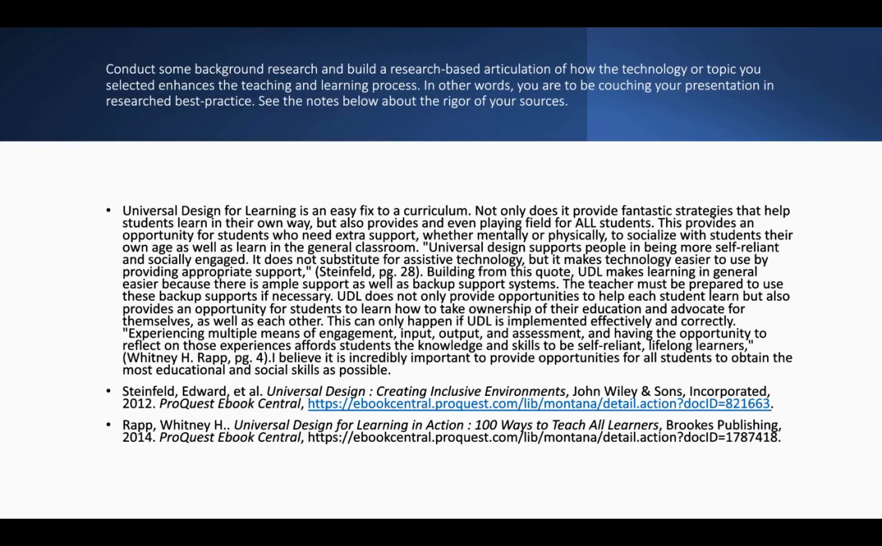UDL does not only provide opportunities to help each student learn, but also provides an opportunity for students to learn how to take ownership of their own education and advocate for themselves as well as fellow students. This can only happen if UDL is implemented effectively and correctly.